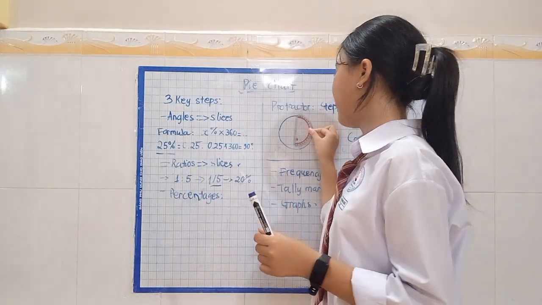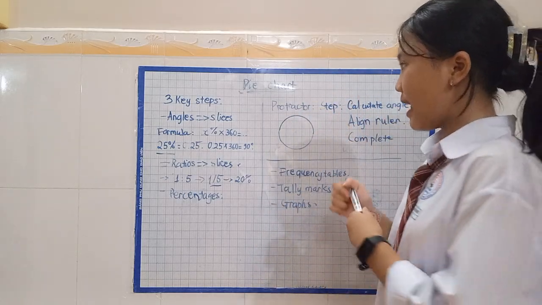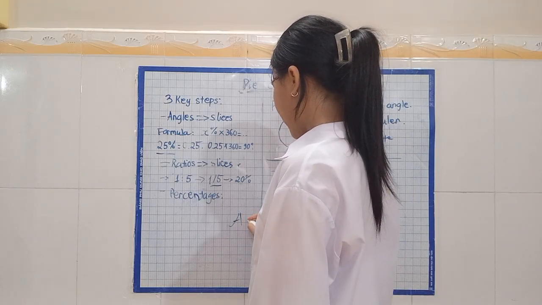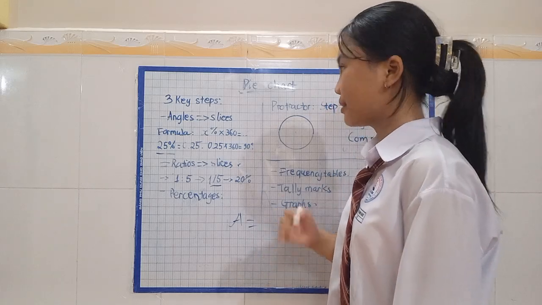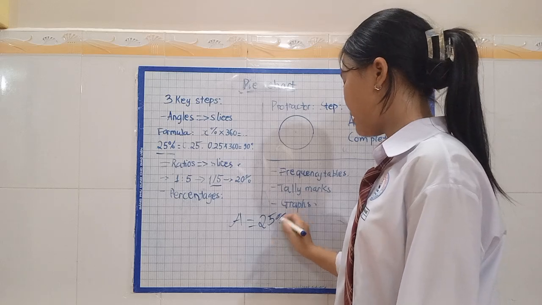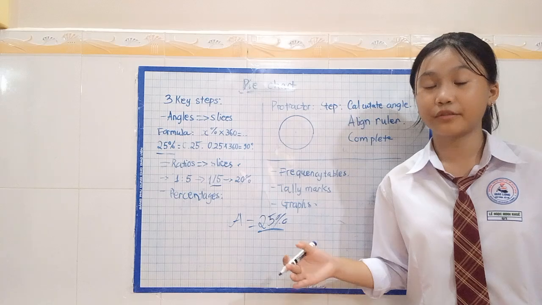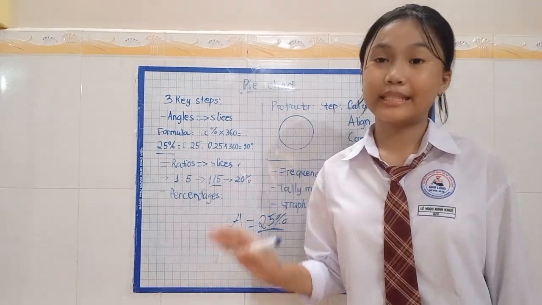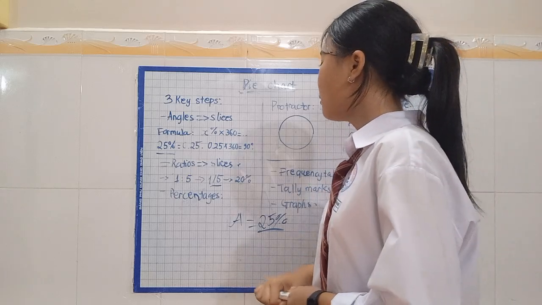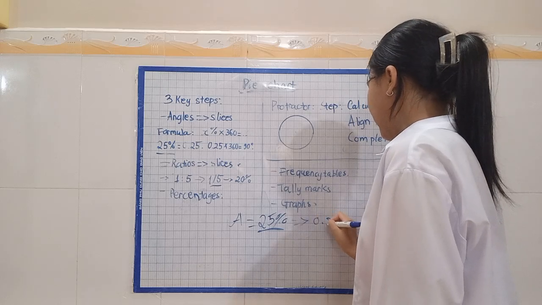Now let's look at how we put this protractor to use. Let's say that A has a total percentage of 25. So 25 percent is our focus here. We're going to convert it into an angle. Based on the formula I gave you earlier, we convert 25 into a decimal, which is 0.25.